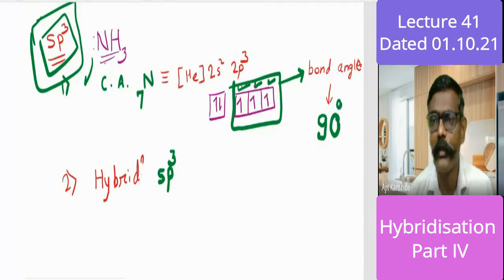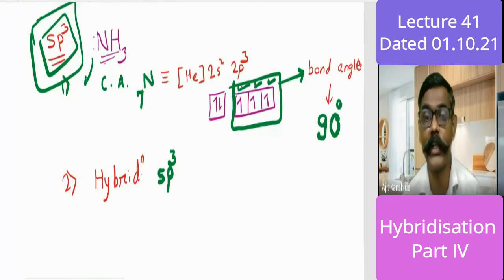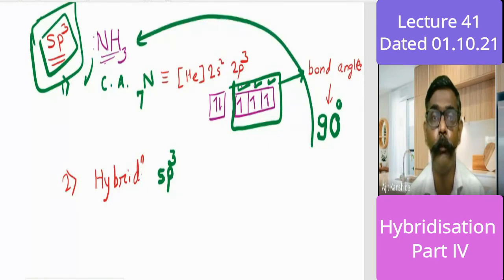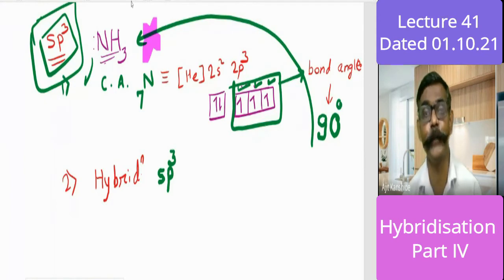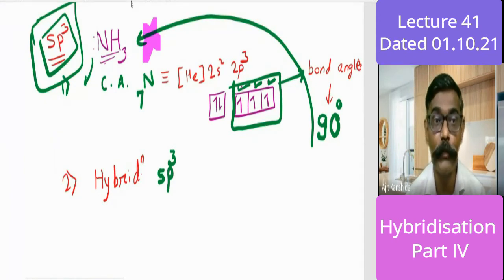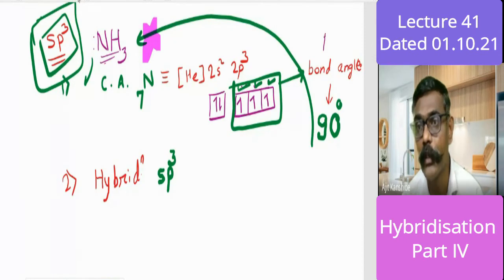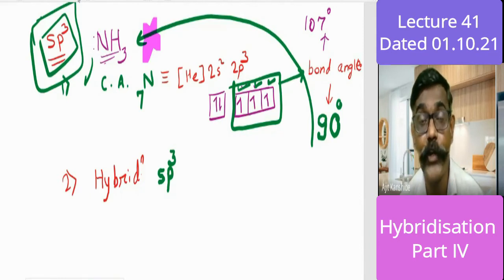The bond angle was expected to be 90 degrees in the case of the ammonia molecule. But what is the reality? It is not. The bond angle is not 90 degrees. What is the reality? How much bond angle is there? In the true sense, it is 107 degrees. It is not exactly 109 degrees 28 minutes either.